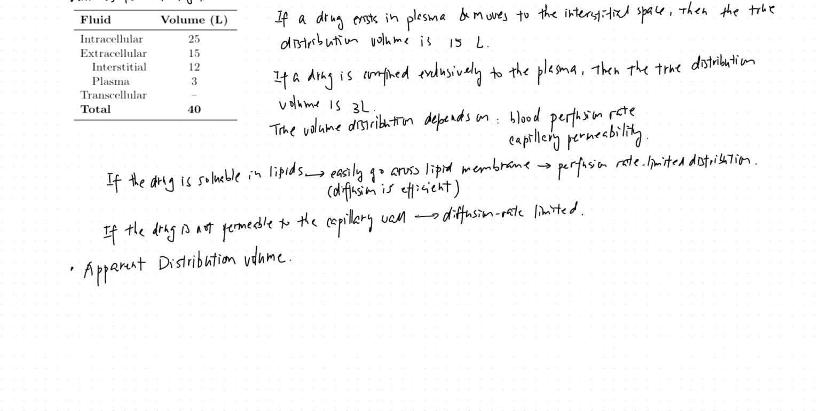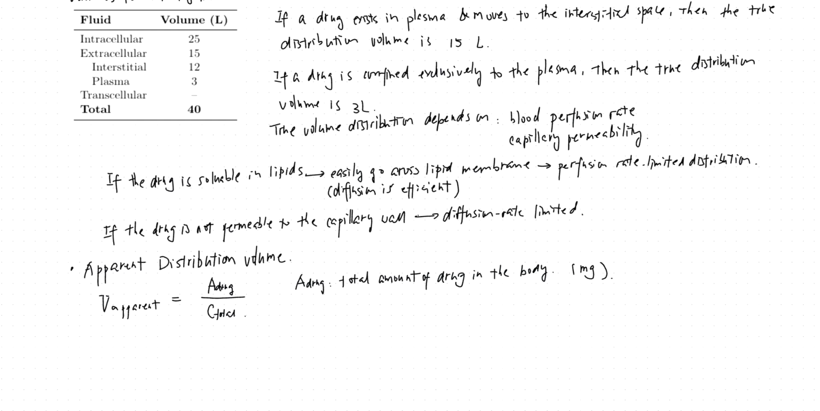The apparent volume is defined as a volume, not velocity. So volume V is defined by A drug divided by C total. A drug is the total amount of drug in the body. Total amount. So usually it's in milligrams.